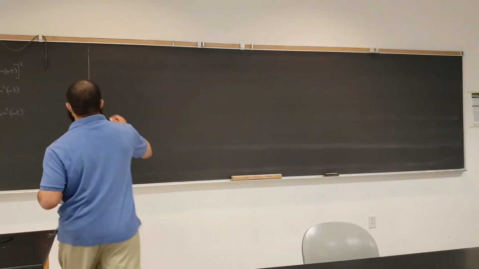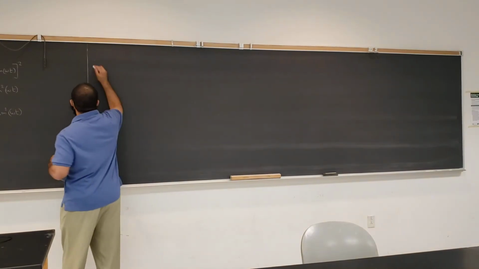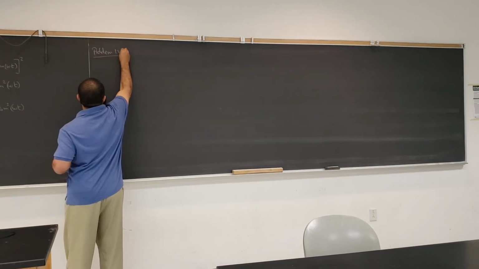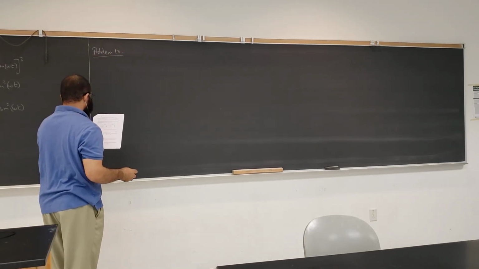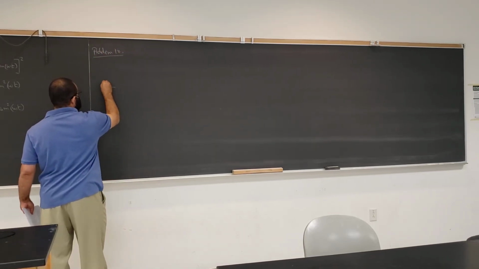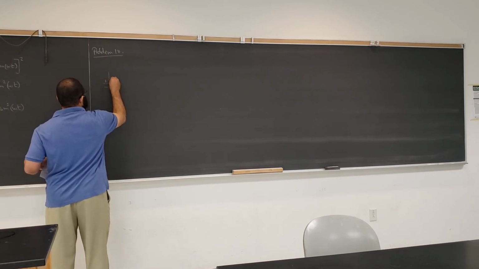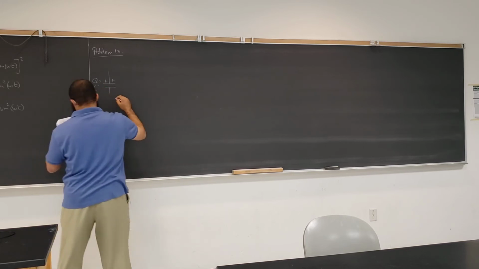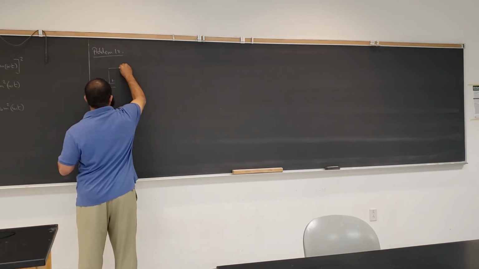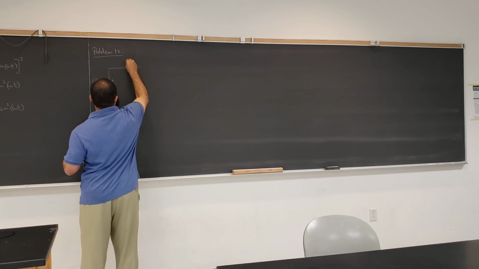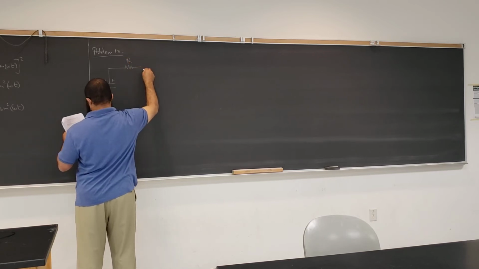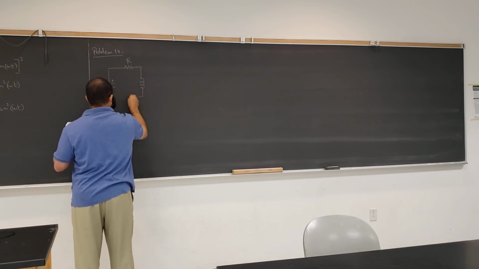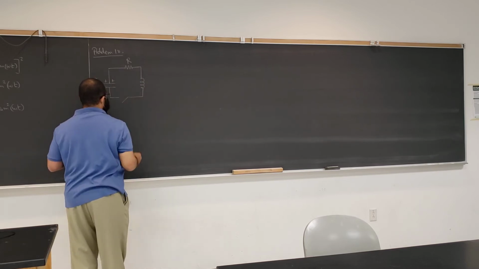So for problem 10, how am I doing? Problem 10. We have a capacitor initially charged with a charge Q naught. This is the capacitor C. This is the resistor. And we have our inductor. And then we have our switch. This is the switch.